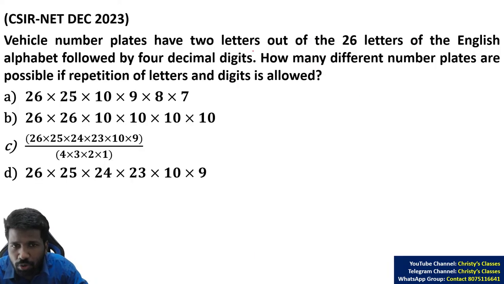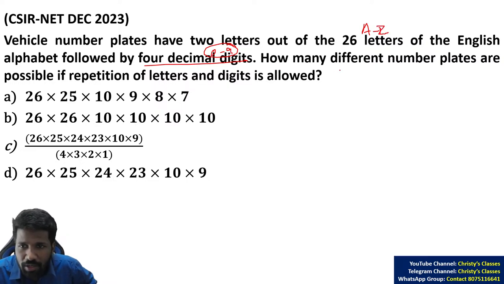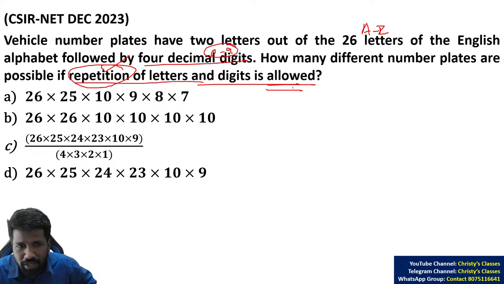Vehicle number plates have 2 letters out of the 26 letters of the English alphabet followed by 4 decimal digits. Decimal digits means 0 to 9, 10 digits in the decimal number system. 26 letters means A to Z. How many different number plates are possible if repetition of letters and digits is allowed? In every permutation combination question, you should be careful whether repetition is allowed or not allowed. Here it is clearly mentioned that repetition is allowed.